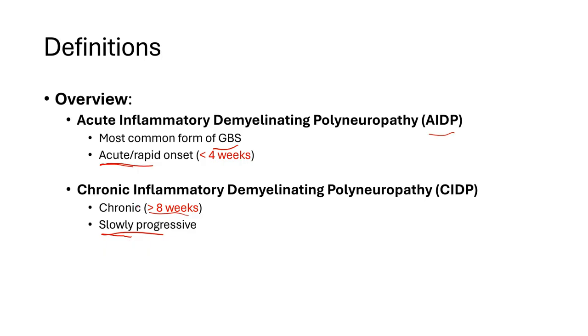Thus, the main difference between AIDP and CIDP is going to be time. AIDP is going to be rapid in onset, less than 4 weeks in order to reach its plateau of symptoms. CIDP is going to be greater than 8 weeks in order to reach its plateau of symptoms. Let's discuss mostly AIDPs throughout this lecture, with the first one being Guillain-Barré Syndrome, the most common form of AIDP.